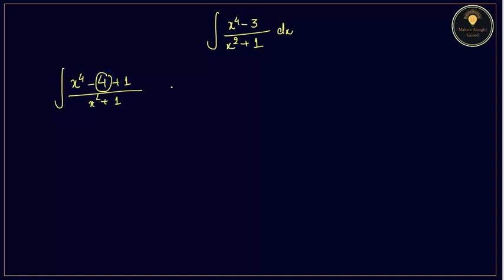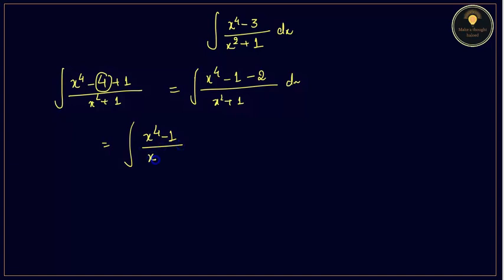You will write the value as the integration of x to the power 4 minus 1, and here you will write minus 2, over x square plus 1 dx. If I separate all the values, you will write the integral of x to the power 4 minus 1 over x square plus 1 dx, minus the integral of 2 upon x square plus 1 dx.